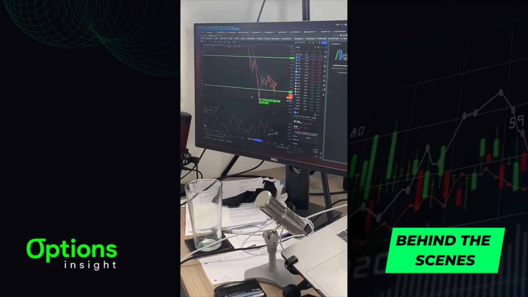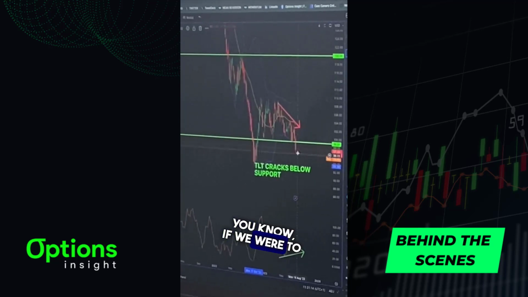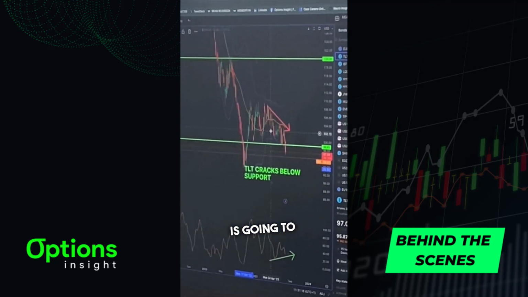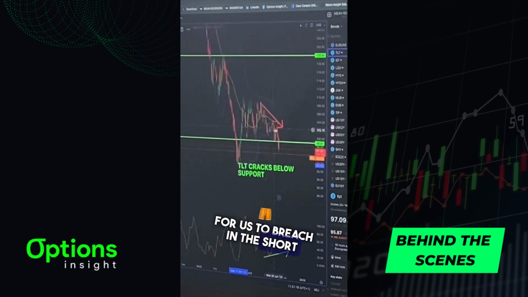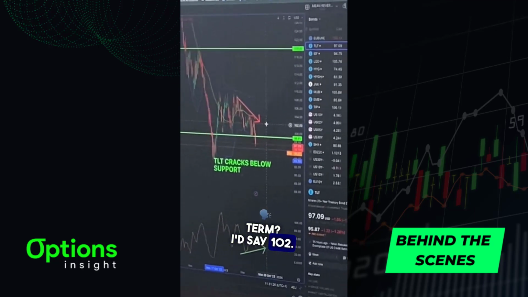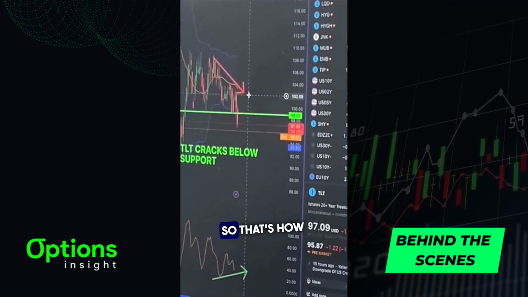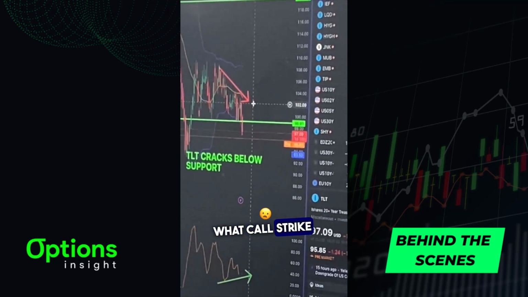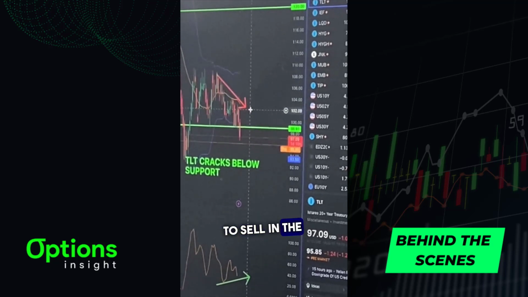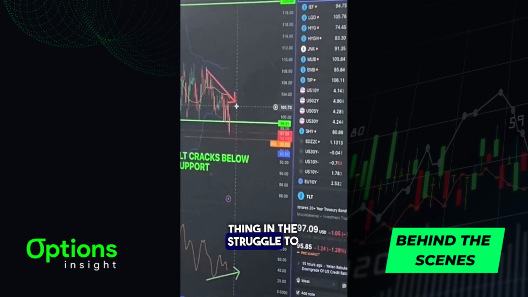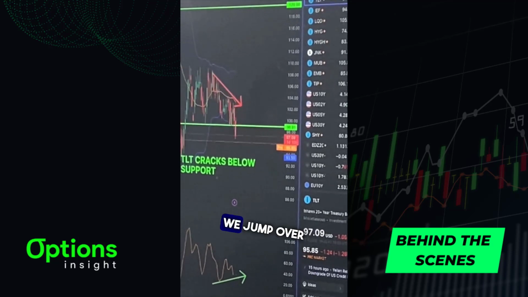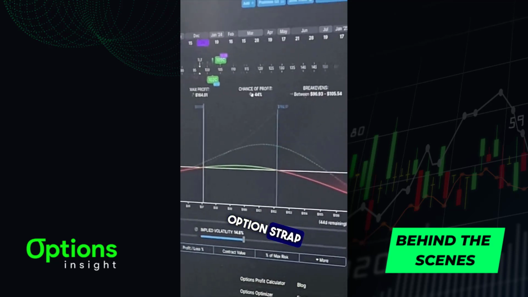And so looking at the levels, if we were to get a bounce, where do I think is going to be difficult for us to breach in the short term? And I'd say 102. If we look here, 102 is probably going to act as resistance. So that's how I think about what call strike I'm willing to sell in the front end, right? Where is this thing going to struggle to break above? And that's when we jump over to our trusty optionstrat.com.